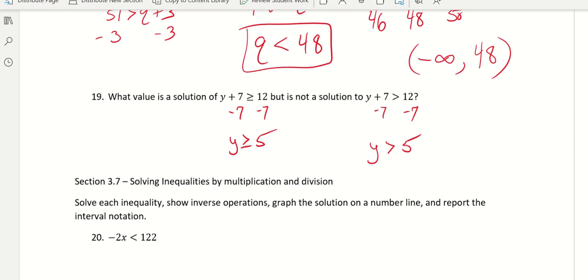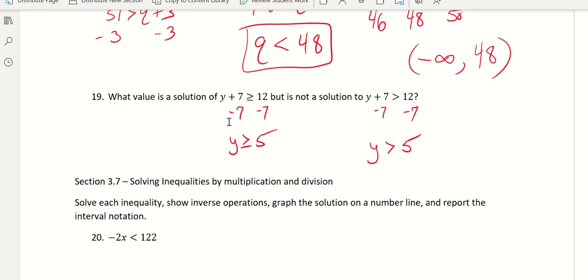Okay. Let's think about this. 10. If y equals 10, is this true? 10 is greater than or equal to 5. 10 is greater than 5. Are both these true? Yeah. How about 6? 6 is greater than or equal to 5. Is that true? Yes. 6 is greater than 5. Is that true? Yes. How about 4? 4 is greater than or equal to 5. Not true. How about this? 4 is greater than 5. Not true.